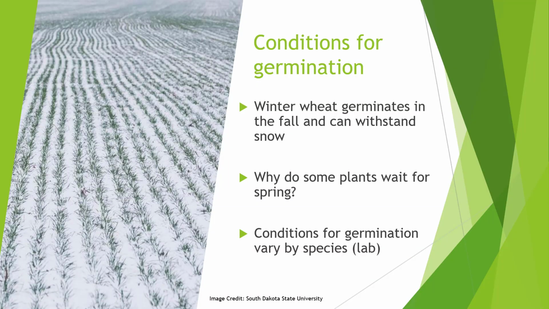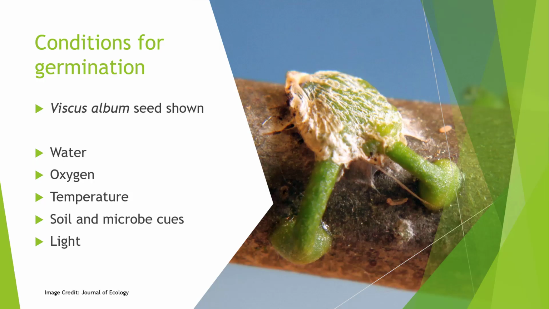Now, conditions have to be met for germination. You've got this winter wheat here, and winter wheat is special because it will germinate before the winter begins. But as we're going to see in a later lecture, some plants wait until spring to begin germination. Some plants are going to wait until they actually pass through an organism before germination. So you're going to wait for all the right conditions. So what are some conditions for germination? For most plants, it's going to be pretty straightforward and simple.